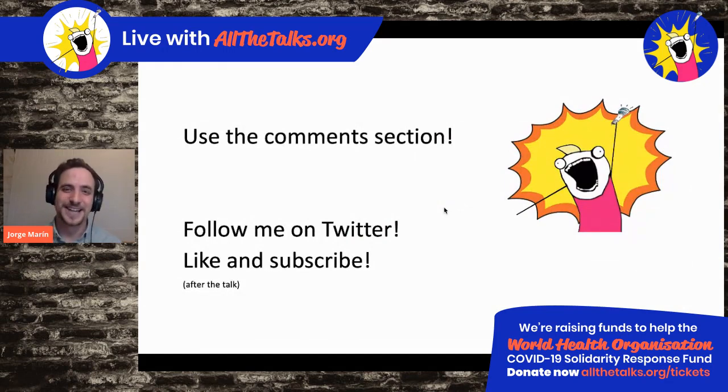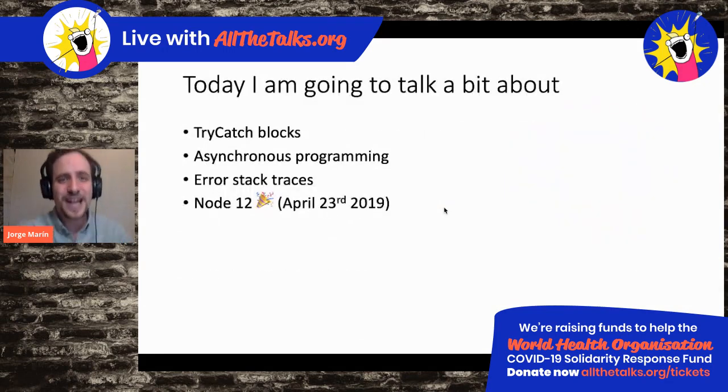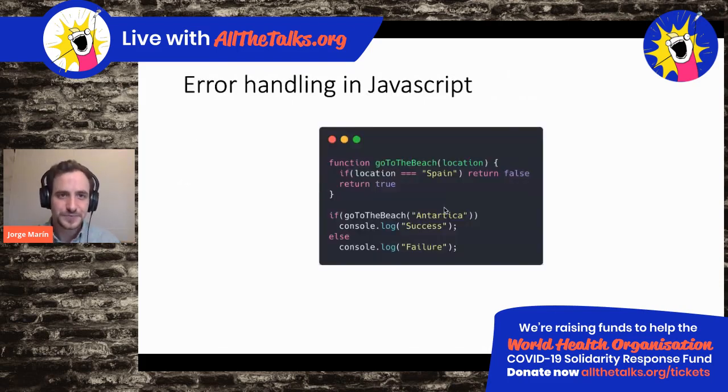All that, right? Let's get into the topic. I'm going to talk a bit about try-catch blocks in JavaScript. How do you handle errors? Then, what is asynchronous programming and how do you do asynchronous programming inside Node.js? Then a little bit about error stack traces and new functionalities from Node 12, which was released last year, that help with these asynchronous stack traces.